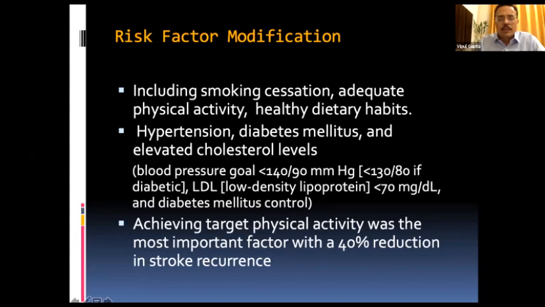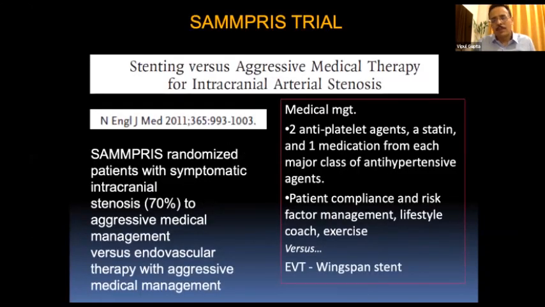We include smoking cessation, adequate physical activity, and dietary habits. Of course, you have to control hypertension, diabetes, and cholesterol levels. I'll not go into the detail of them because of lack of time. Now, an important point, I really enjoyed reading this, that physical activity was the most important factor in risk reduction. So whatever medicines we may use, the lifestyle modification by the patient remains very, very important in these patients. So this was in short about medical therapy, which, as I said, remains the mainstay in this treatment.